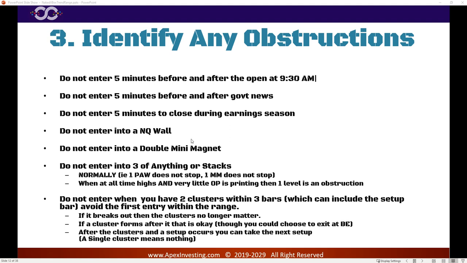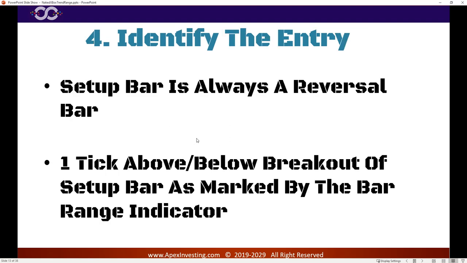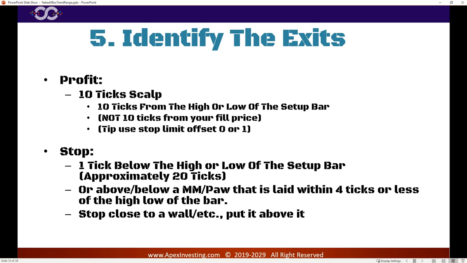Okay, so we're going to identify the trend. We're going to remember that the setup bar is always a reversal bar. And we enter 1 tick above or below the breakout of the setup bar as marked by the bar range indicator on your chart. Again, the profit we're going for is a 10 tick scalp. And keep in mind that's 10 ticks from the high or low of the setup bar.